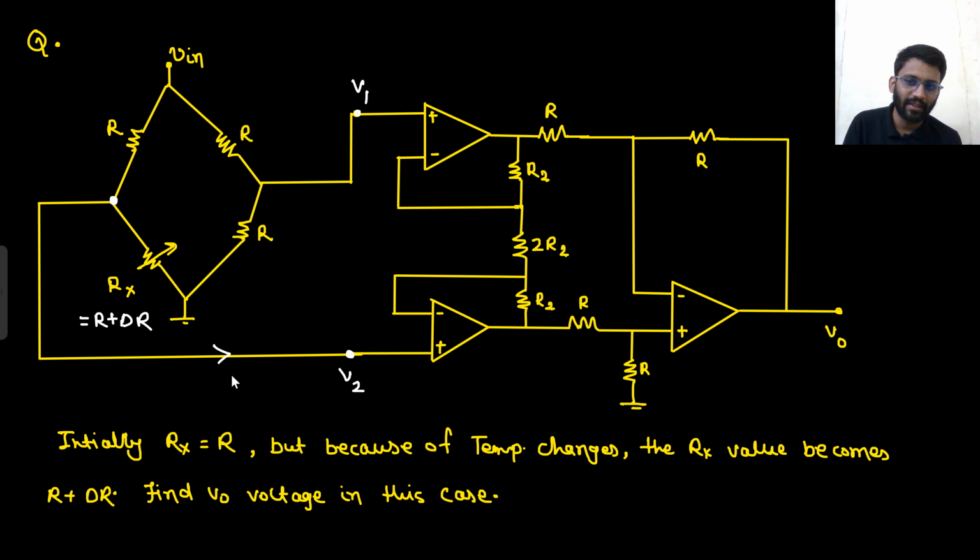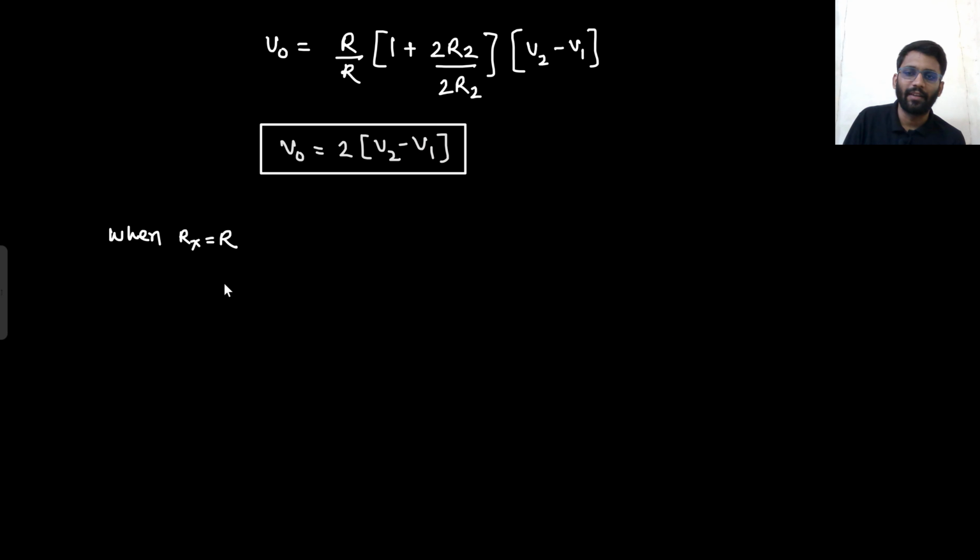Why so? Because there is 0 ampere current here, and also 0 ampere current here. So you can simply apply potential division. If this is Vn, this would have been Vn by 2. But I should not write it because this will be changing. So this is Vn by 2 and this is also Vn by 2. V1 is also Vn by 2. When Rx is equal to R, V1 and V2 both are equal to Vn by 2. That shows that your V0 will be equal to 0 volt.